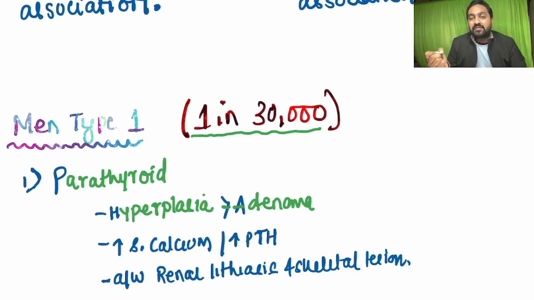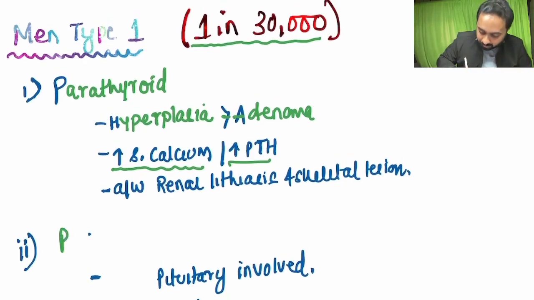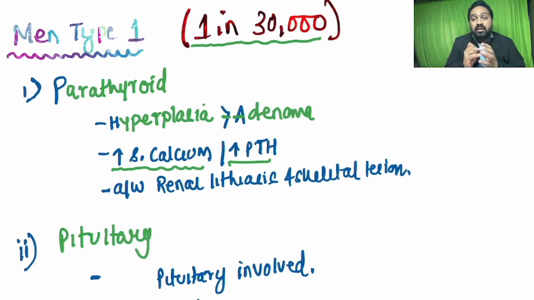They may be associated with renal lithiasis and presence of any skeletal lesion. At the same time, it might have metabolic abnormalities in terms of increased serum calcium and parathyroid hormone level. The second P that we need to remember is pituitary gland, right? So in case of pituitary, there would be two parts of the pituitary, anterior and posterior. So which is the most commonly involved? It is the anterior pituitary, which is the most commonly involved part in MEN type 1 syndrome.